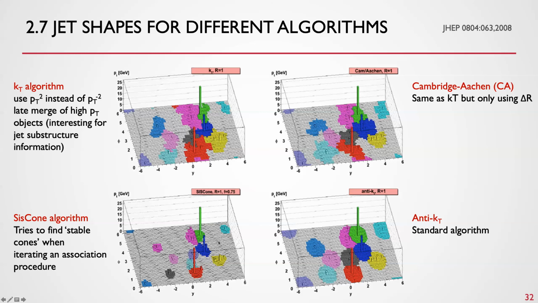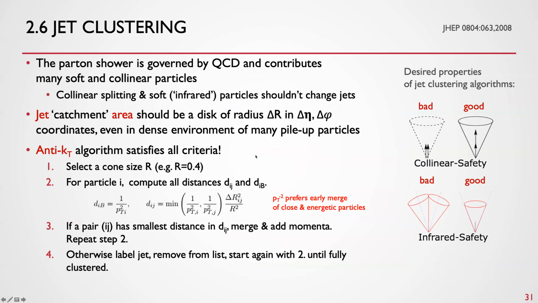SISCone tries to find stable particle cones, iterating a similar association procedure, but the definition is more complicated, and it sometimes introduces these irregular jet shapes. Then there's the Cambridge-Aachen algorithm, which also produces irregular jet shapes. Now, the other algorithms are not useless. They are useful.